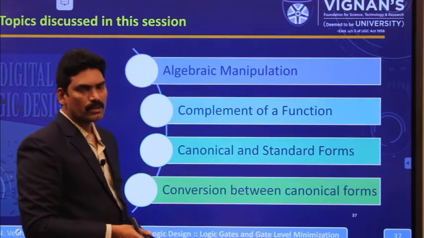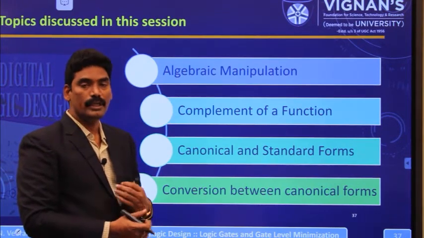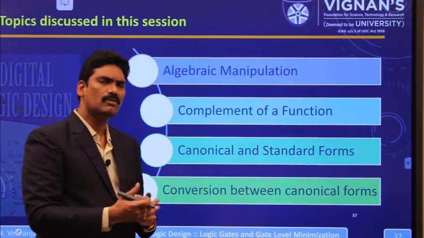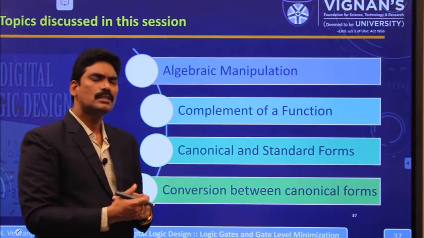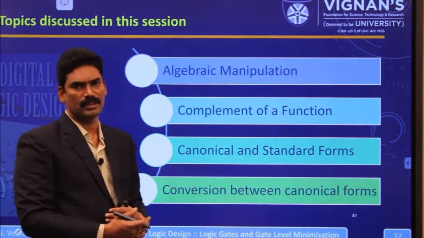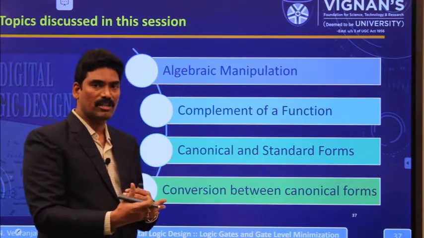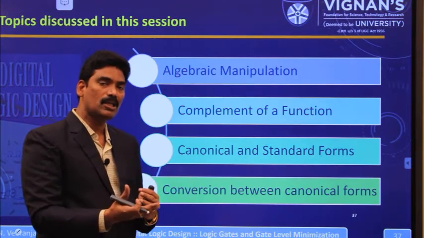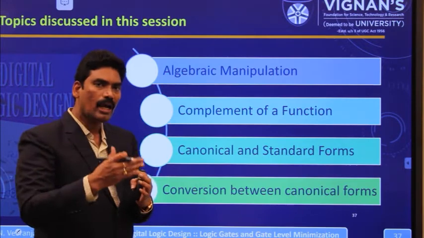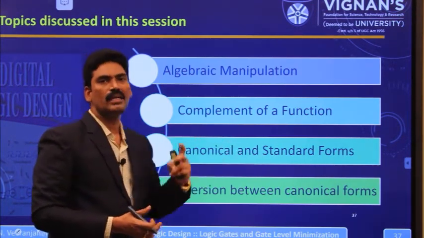And now we are going to conclude this session. In this session we discussed algebraic manipulation. What did we discuss in that? By applying Boolean algebraic laws, how to simplify Boolean expressions. And how to find the complement of a function, by applying De Morgan's laws, or by taking the dual function and complementing the literals. And canonical and standard forms.